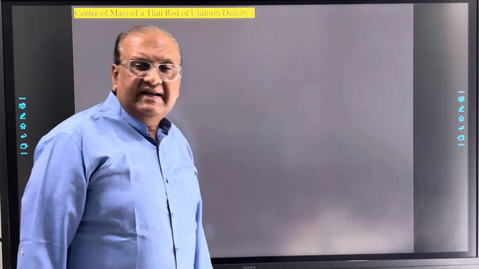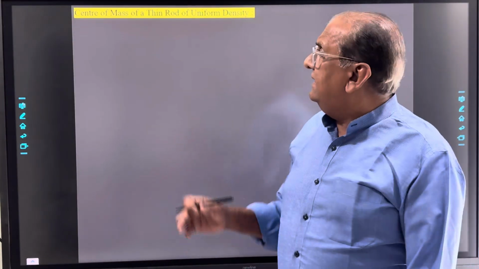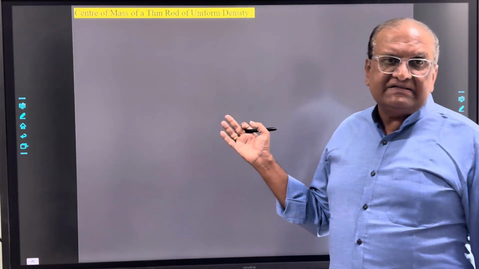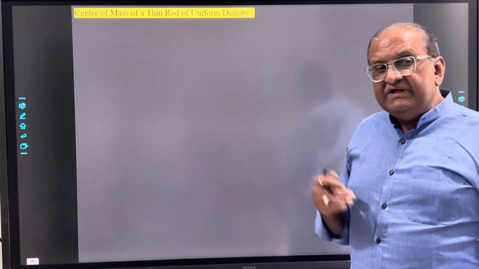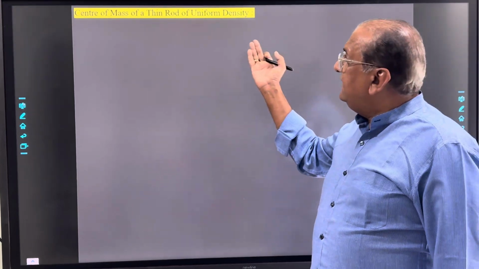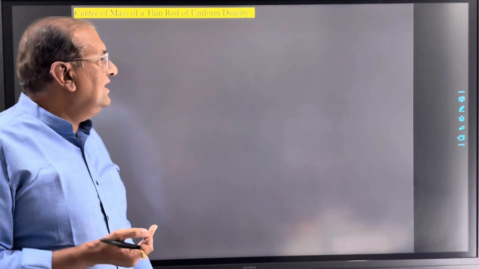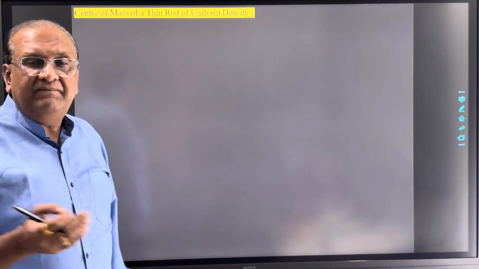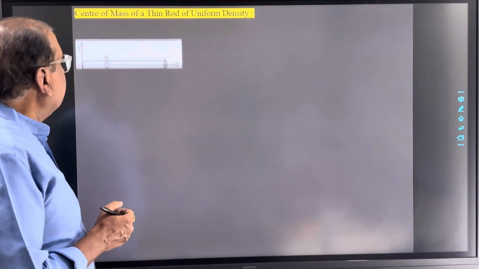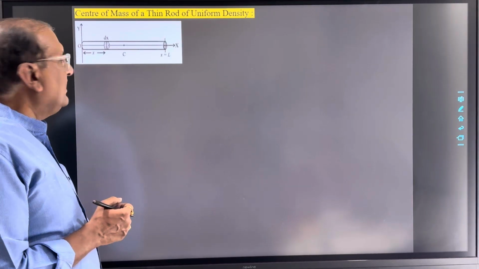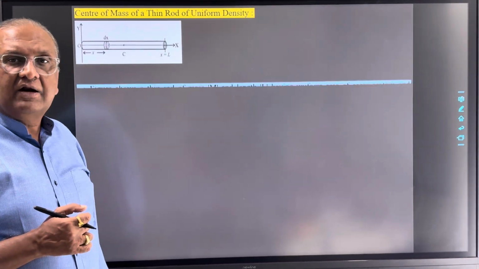Now next, that is the center of mass of a thin rod of uniform density. Using the theory which we discussed previously, we can find the position of the center of mass for a body with regular shape also, right? So here this is one simple example. Suppose, as shown in the figure, we consider a thin rod.